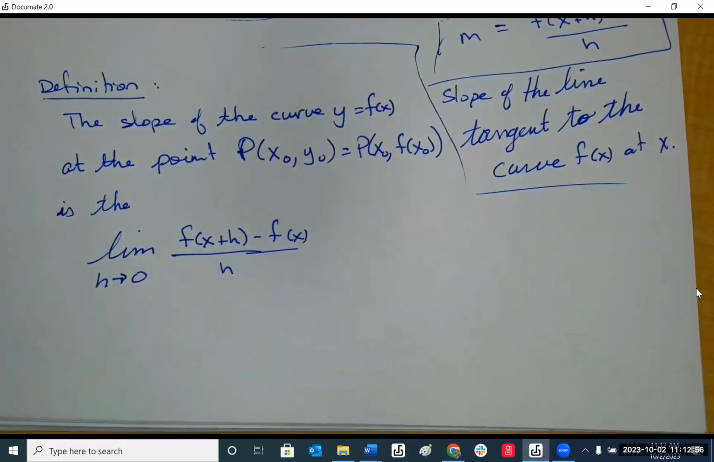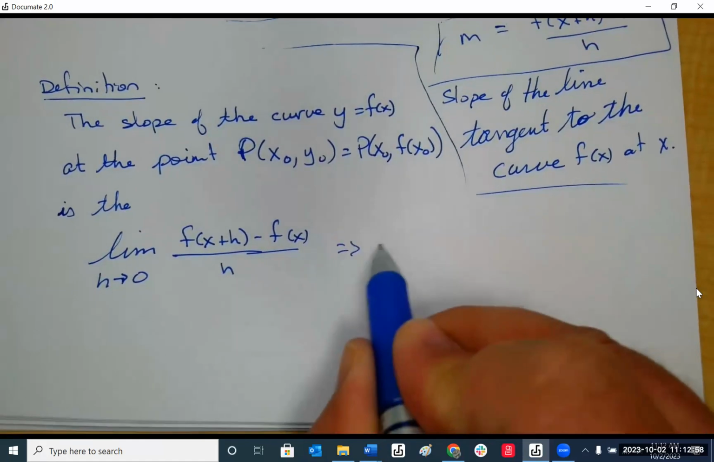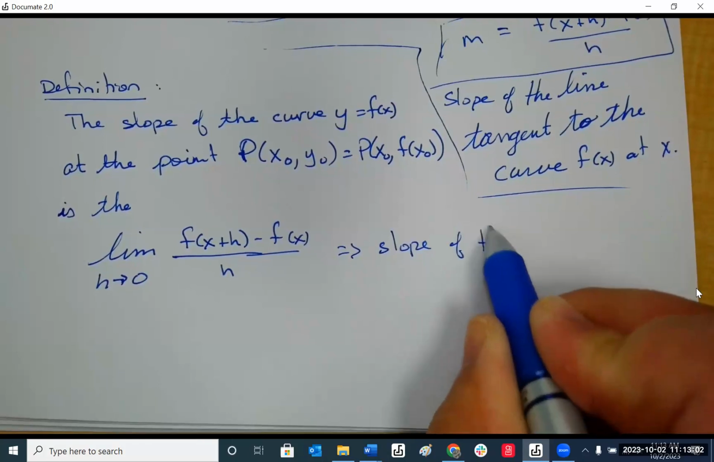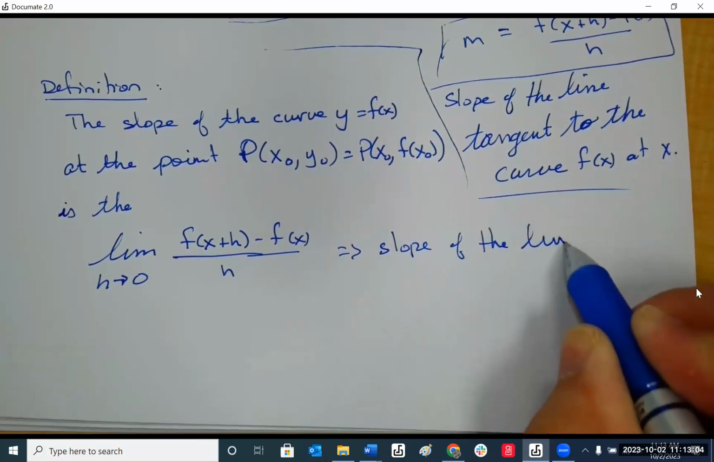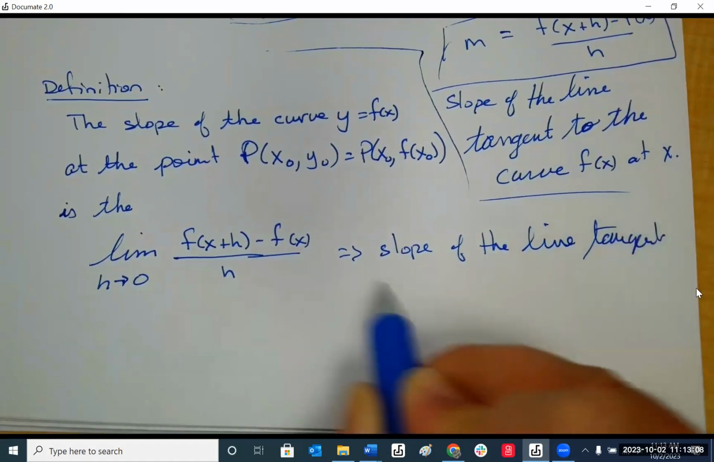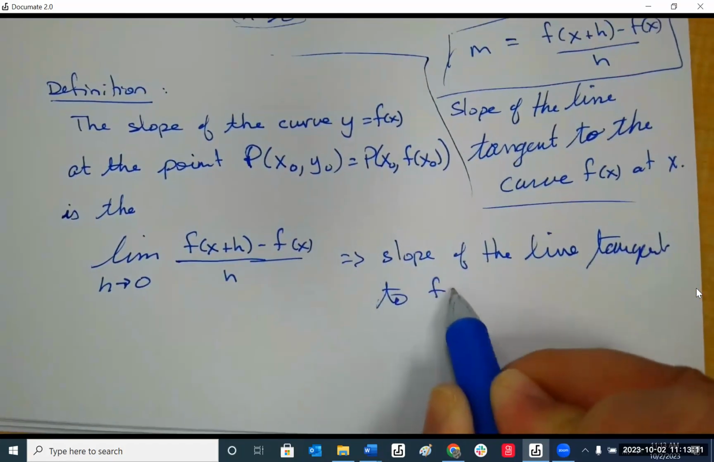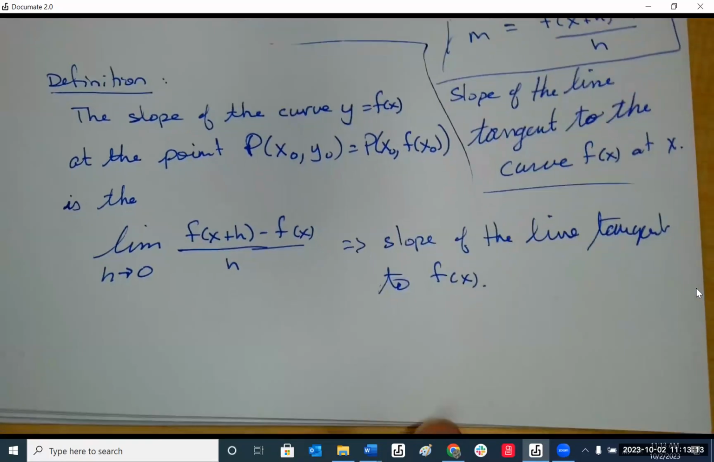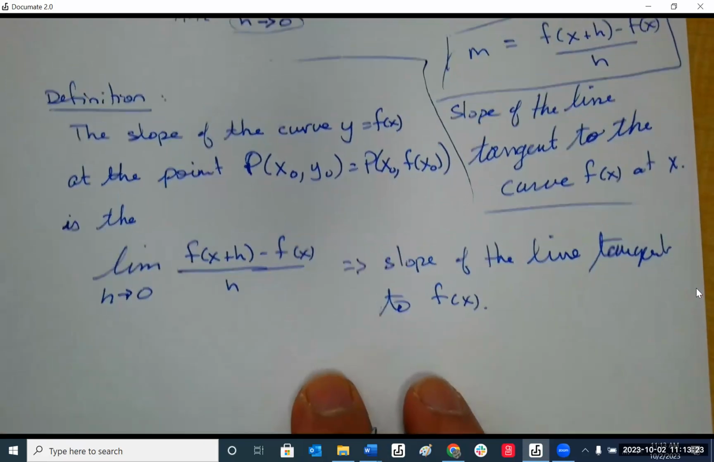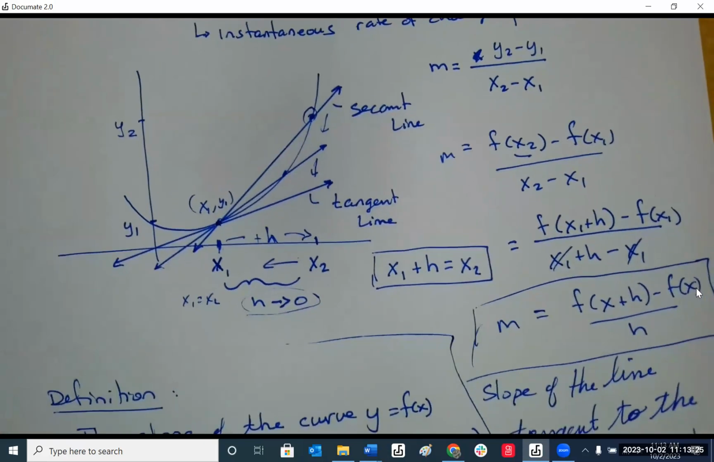So what does this show us? This shows us the slope of the line tangent to our function. So we have examples here. So here's our first example.